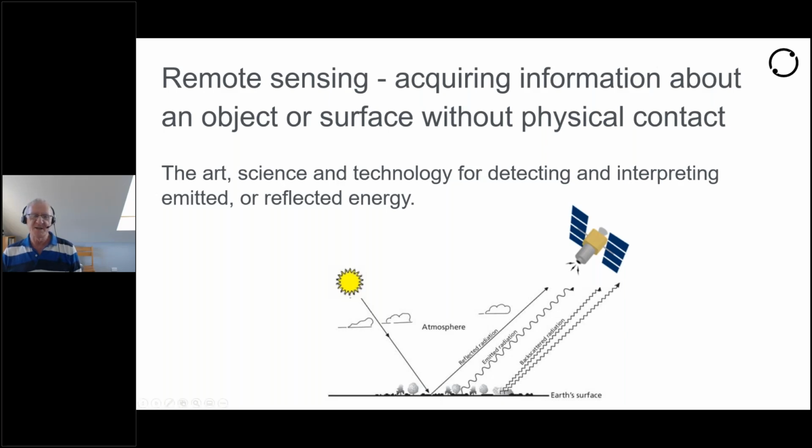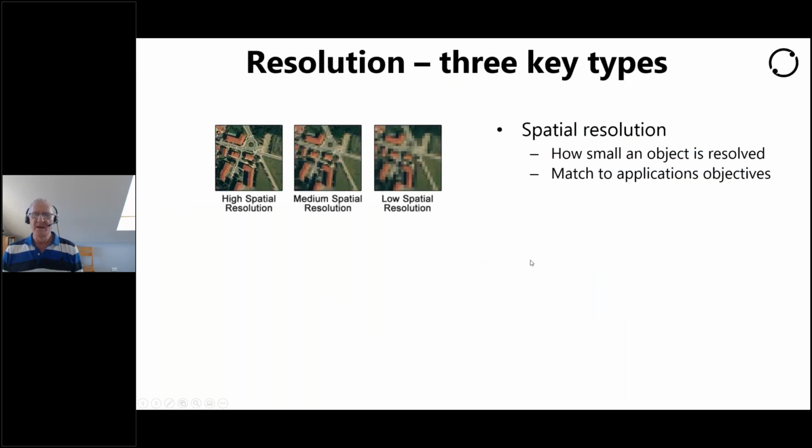And there's backscattered energy, where you actually send out a pulse of energy from your instrument and look at the reflected or backscattered energy, and that's the case for microwaves and LiDAR. So those are the basic modes of operation. I want to now talk about resolution, and there's 3 key types of resolution here.